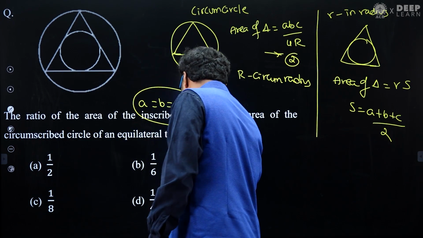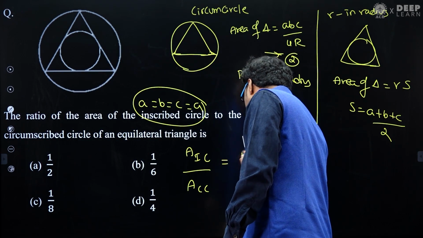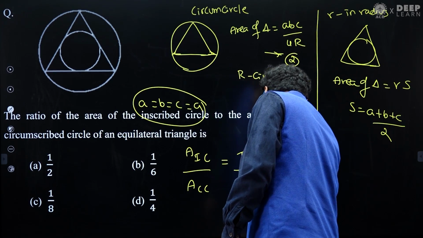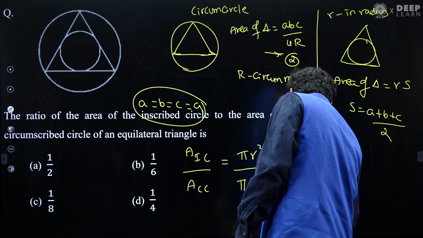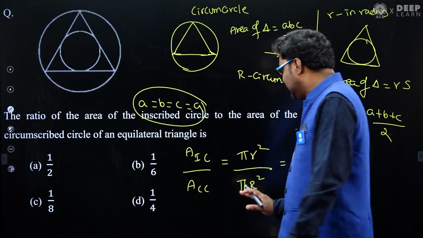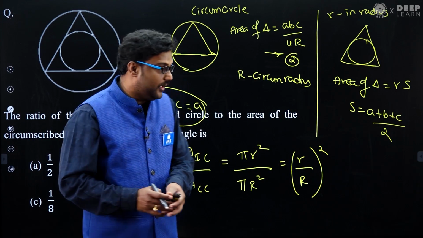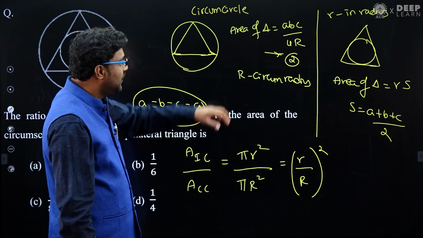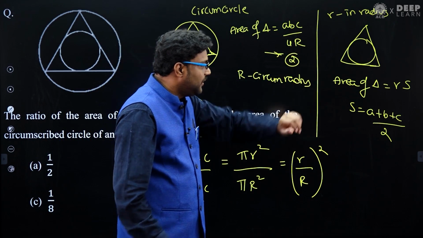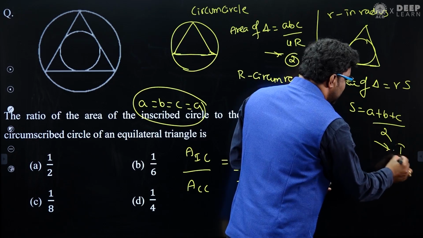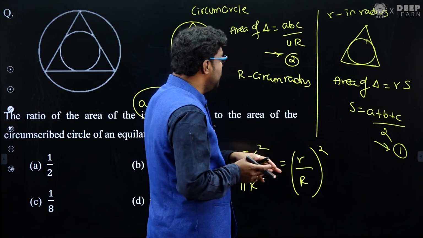So here we can say this is pi small r square divided by pi capital R square. It's small r by capital R whole square, actually. So you have to find the value of small r divided by capital R. Then this area ratio will be easily done. From this we can consider equation 1: S is nothing but A plus B plus C divided by 2.